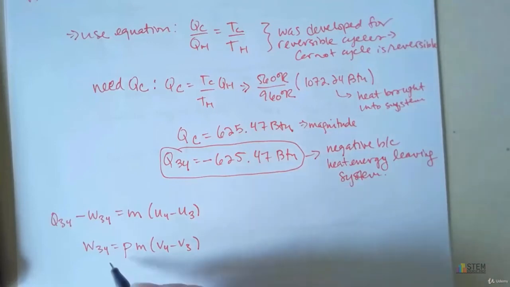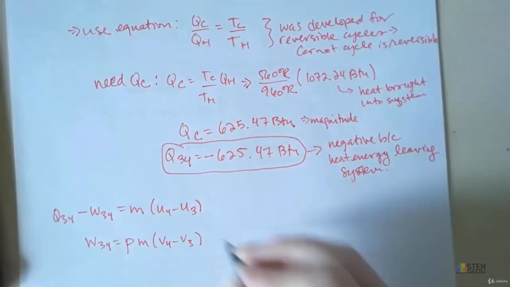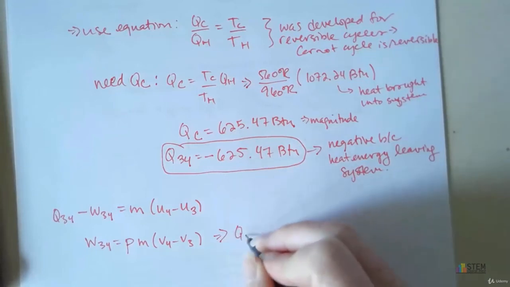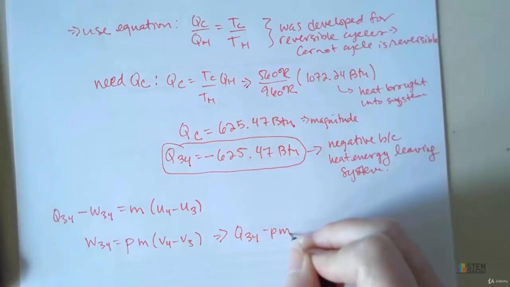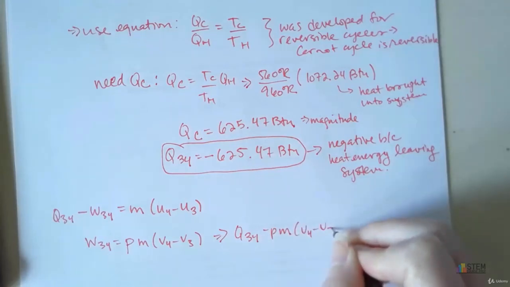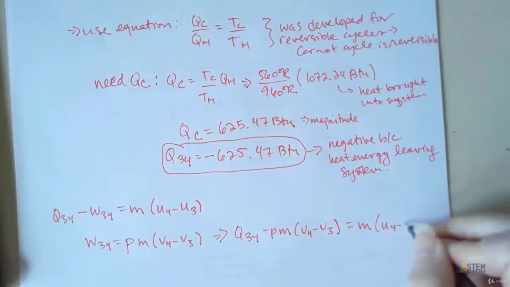Now we've got that, let's go ahead and we're going to plug this into here. So we'll write Q34 minus pressure times mass times V4 minus V3. That's going to equal the mass times U4 minus U3.